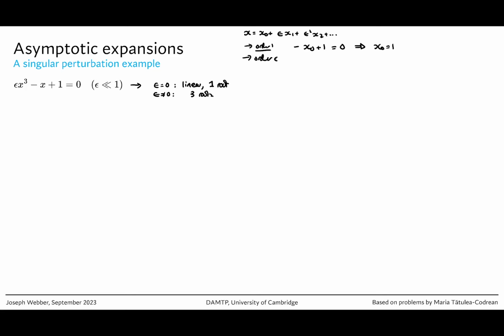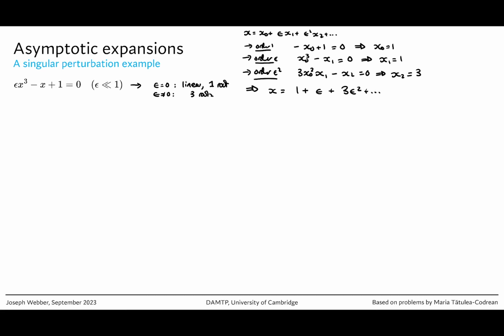At order epsilon, we've got x0 cubed minus x1 equals 0, and so that implies that x1 is 1. And at order epsilon squared, we have 3x0 squared x1 minus x2 equals 0, so that implies that x2 is equal to 3. This comes from expanding the cubic term here. I won't go into the detail on that, but this gives us a result that x is equal to 1 plus epsilon plus 3 epsilon squared plus dot dot dot.